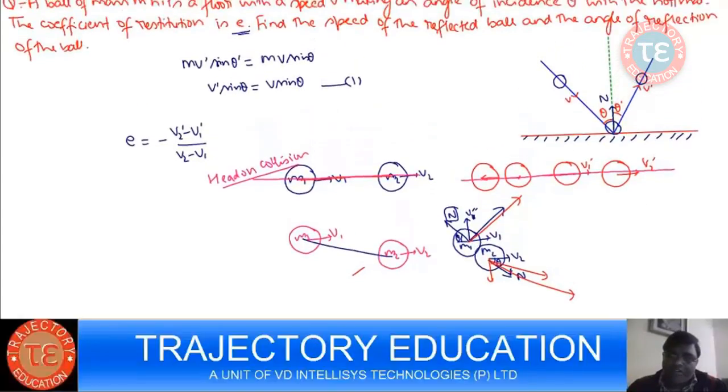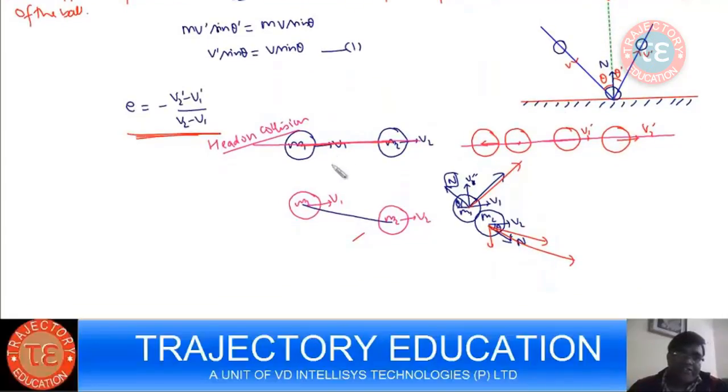Why I'm discussing this here is because we derived this expression for head-on collision. When you apply this expression in oblique collision, V2 dash is the component of the velocity of the second body after collision along the line joining their centers, or along the line of force. V1 dash is the component of velocity of the first body after collision along the line of force. I'll use it over here.